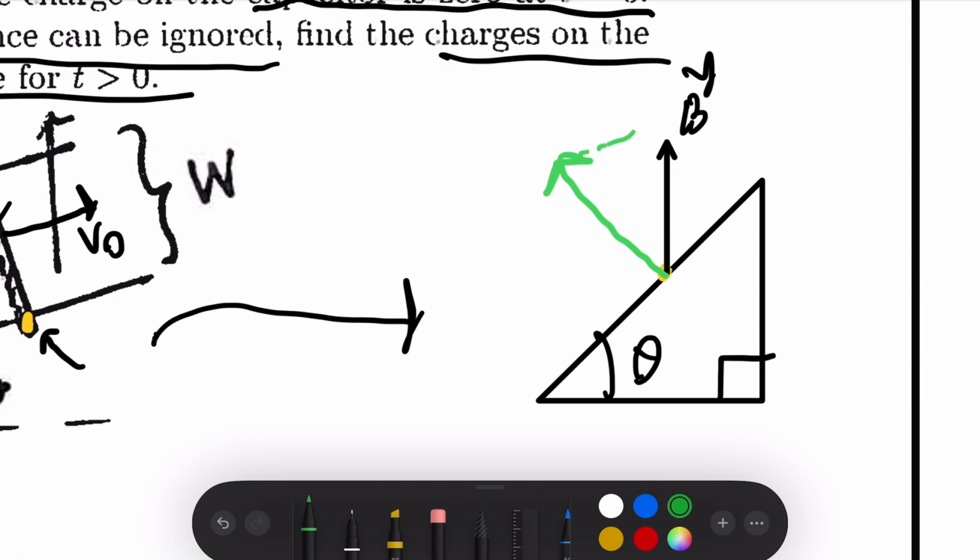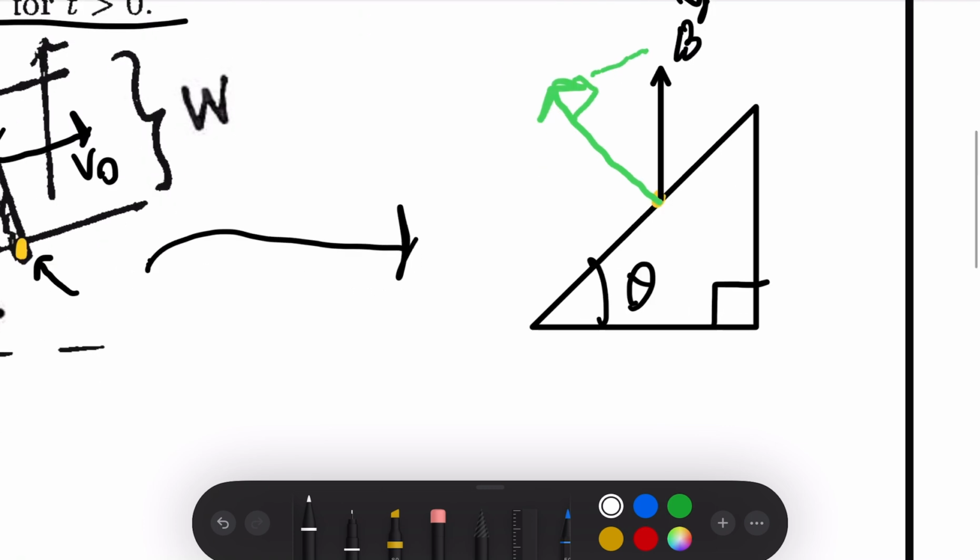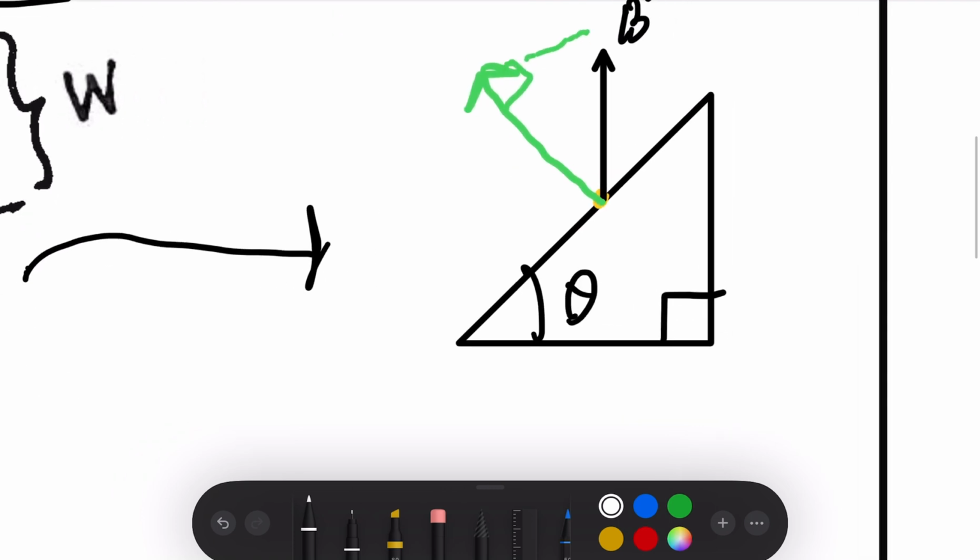So it's not perfectly perpendicular. We need to find basically what angle that is. And we can do that by, let me elongate my vectors. Let me stretch this down. Let me stretch this out like this.